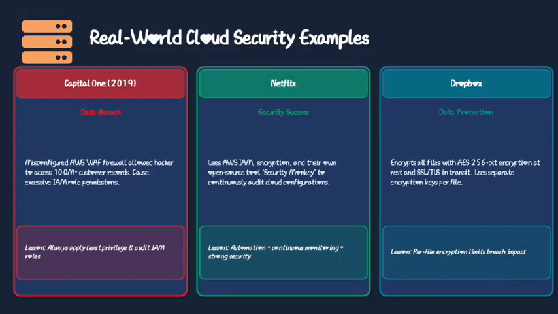Capital One in 2019 lost 100 million records due to misconfigured IAM roles. Netflix uses AWS IAM and SecurityMonkey for continuous cloud auditing. Dropbox encrypts every file with AES 256 and uses separate keys per file to limit breach damage.